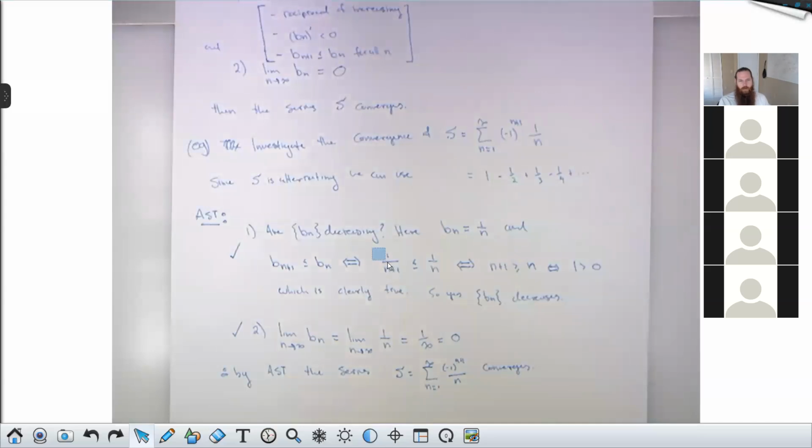So when I take the reciprocal on the left, the reciprocal of 1 over n plus 1 is just n plus 1. And the reciprocal of 1 over n is n. So if a is less than b, then 1 over a is greater than 1 over b. I just took reciprocals on both sides and flipped the inequality. And for the last piece here, I subtracted n from both sides.